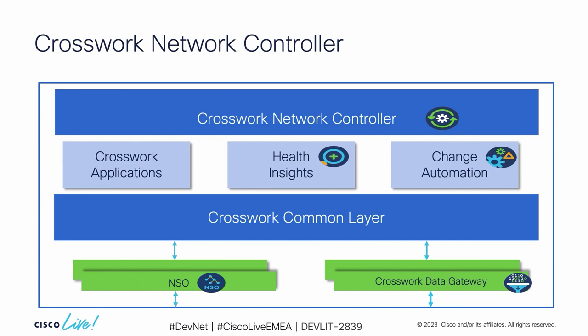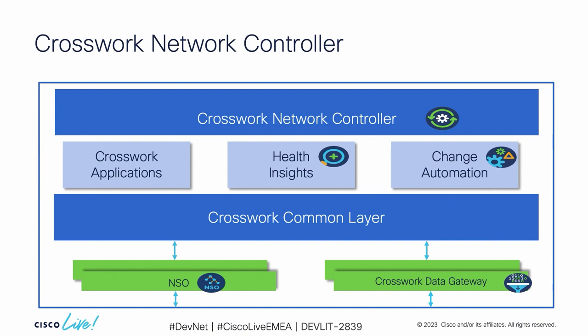As you can see, this is the overall CNC. The devices are on the southbound here, and the data from the devices is collected into the data gateway. Now these devices can be third-party devices, Cisco devices, everything. So we are multi-vendor and multi-domain. We support multi-vendor and multi-domain. Once the data is collected, it gets to the data gateway, and then it's normalized. Once it's normalized, it gets into the common layer, and from the common layer, it goes into different applications depending upon the use case that you want to try to implement.